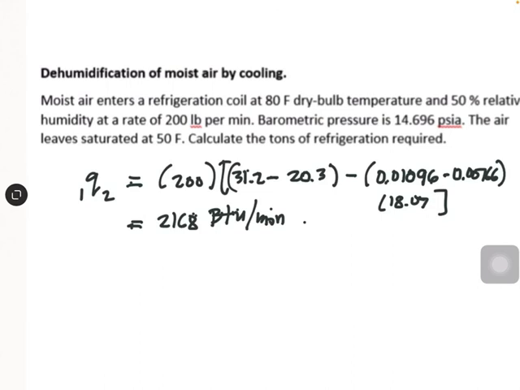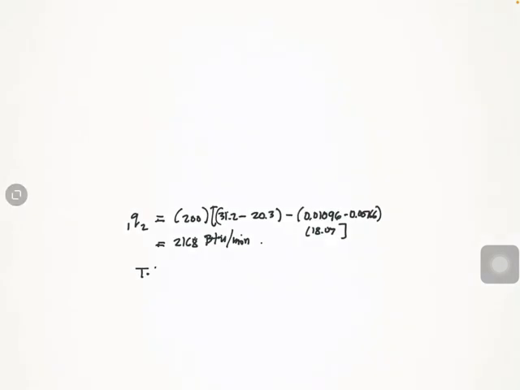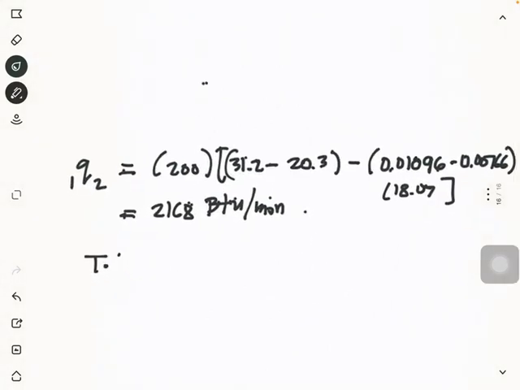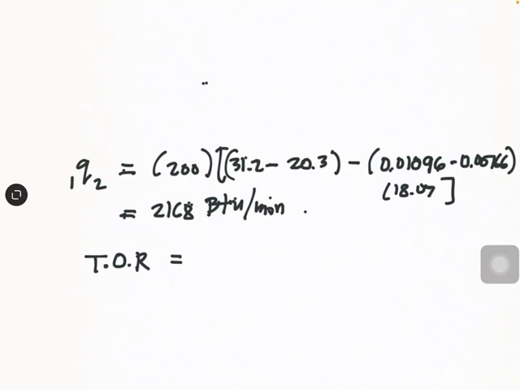Okay, so converting this to tons of refrigeration, we have the tons of refrigeration, TOR, we have 2168 divided by 200. So this answer is 10.8. Okay.